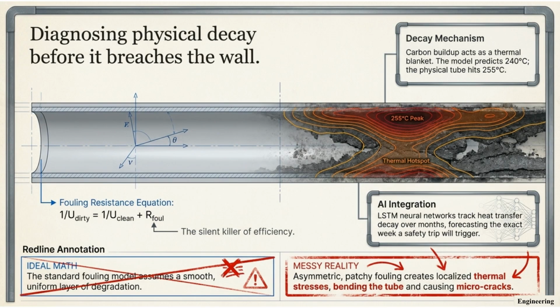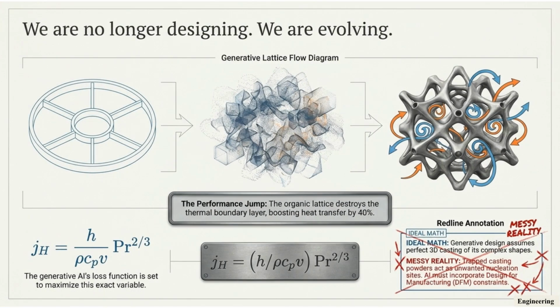Rather than assuming uniform degradation, we use LSTM neural networks to track heat transfer decay over time. This enables us to forecast exactly when a safety trip will be triggered, allowing for maintenance to be performed before physical damage occurs. We are no longer just designing, we are evolving through generative lattice structures.